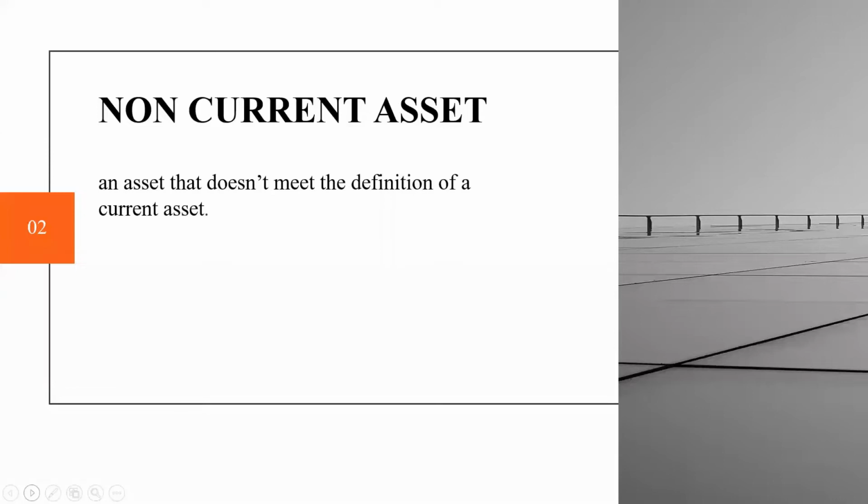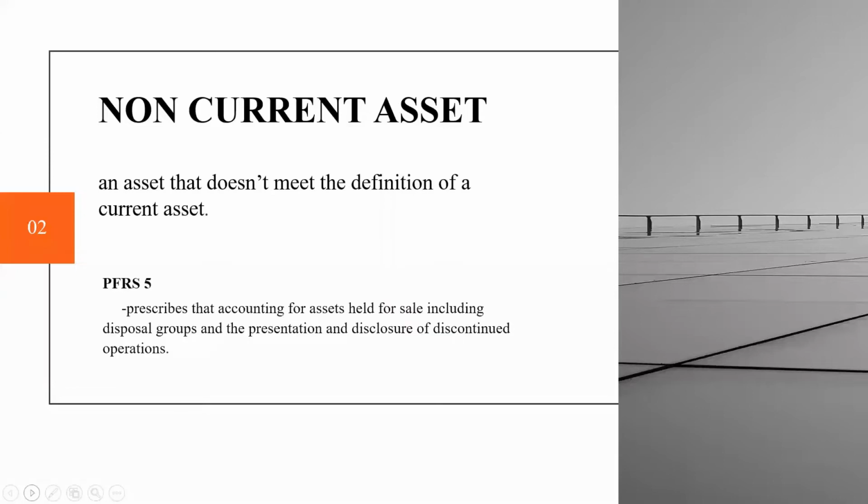Non-current asset is an asset that doesn't meet the definition of a current asset. According to PFRS 5, it prescribes the accounting for assets held for sale, including disposal groups, and the presentation and disclosure of discontinued operations. Sinasabing ang asset na non-current alinsunod sa PAS 1 ay makaklassified as current asset kung ito ay mamimeet ang criteria under ng PFRS 5 at makaklassified as held for sale.